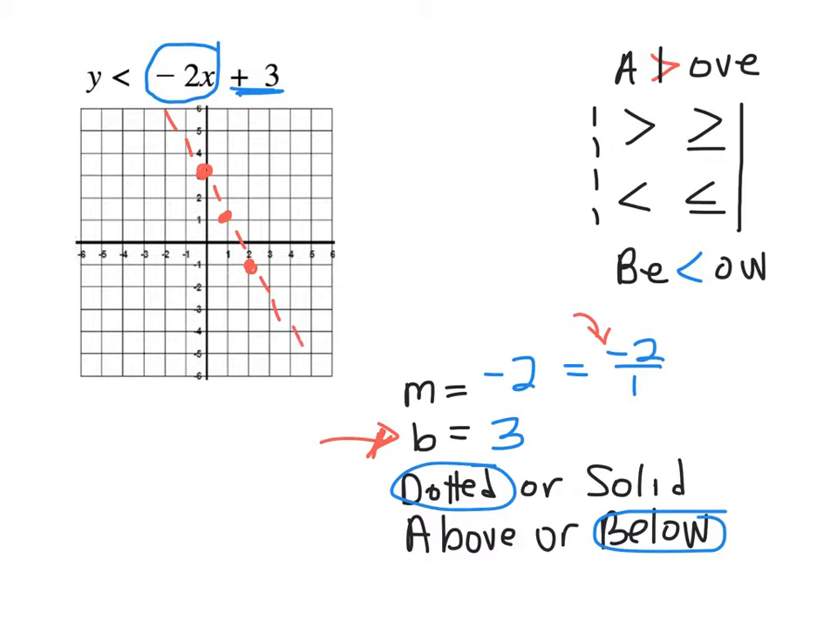And then to figure out above and below, I always put my pencil on the y-intercept. And if I'm going below, I'm going down. So I'm going to go straight below that. And that shows me that everything on this whole side of the line is going to be shaded. So I'm just going to go ahead and shade everything below my line.